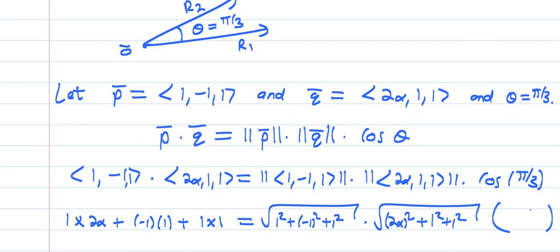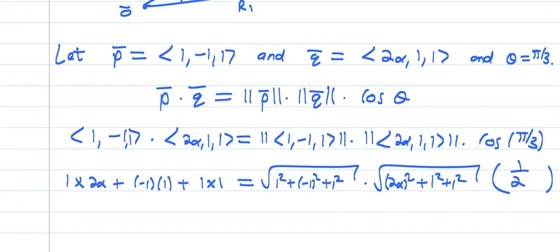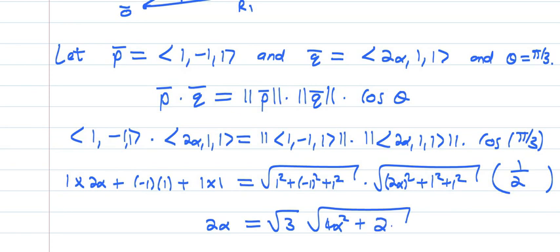Cos pi over 3, do you know it? You should know it. It is a half. All right, so remember I told you, you've got to know your special angles. So here was another place where it popped up. So here we get 2 alpha minus 1 plus 1. So that becomes this 2 alpha. This simplifies to square root of 3. This simplifies to square root 4 alpha squared plus 2 times a half.